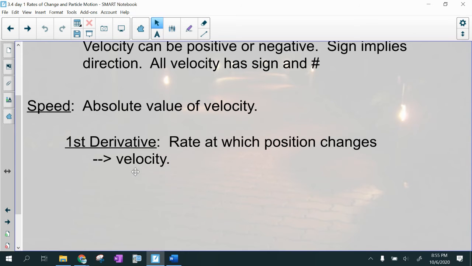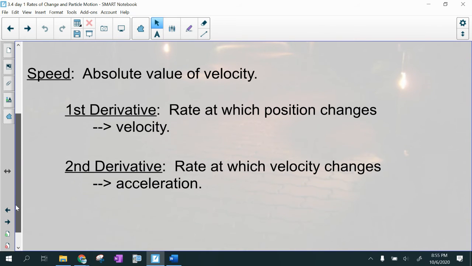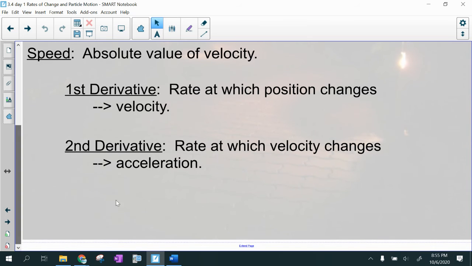And we can talk about the first derivative of a function being the rate at which the position changes. And the second derivative is the rate at which the velocity changes. The rate at which the position changes we call velocity. The rate at which the velocity changes we call acceleration. Once again, I'll give you guys just a second, and you can pause this if you need to.